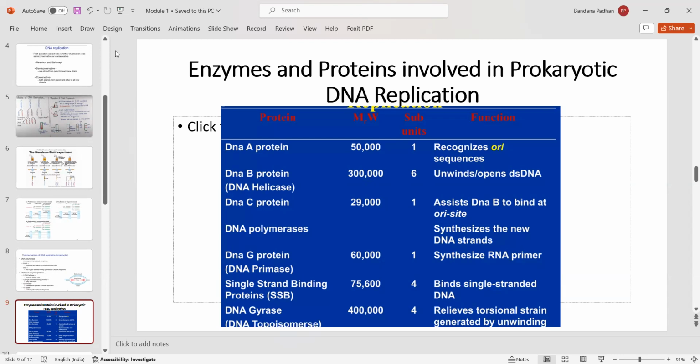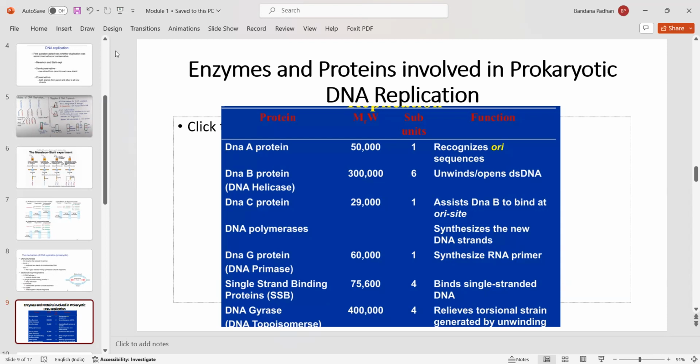After that, DnaB, which is also known as DNA helicase, has a molecular weight of 300,000, that is 3 lakhs, and it has 6 subunits. It is hexameric in nature. So it mainly unwinds or opens the double strand of DNA. Whereas another protein helps the helicase activity for binding DnaB to the DNA strand.